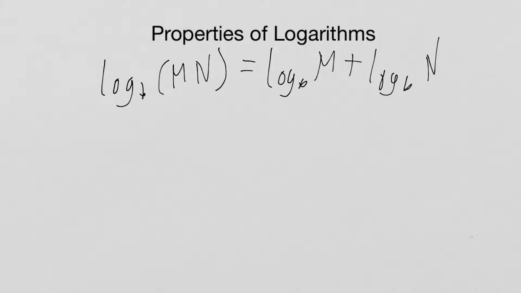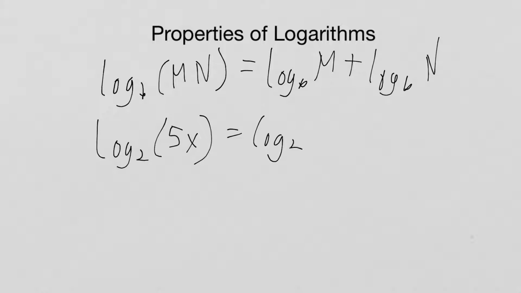So let's use a made up example. We have log base 2 of 5x. That's the same as log base 2 of 5 times x, which is equal to log base 2 of 5 plus log base 2 of x. So that's as simple as the product property goes.